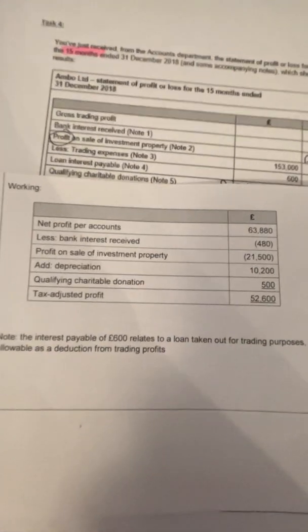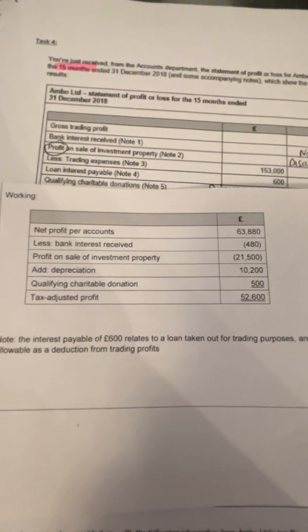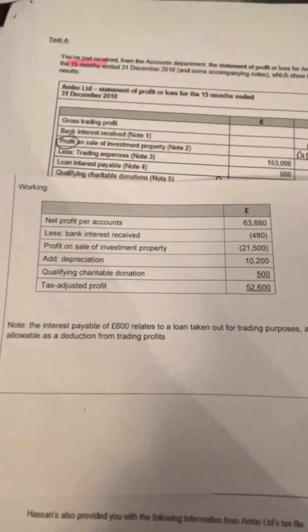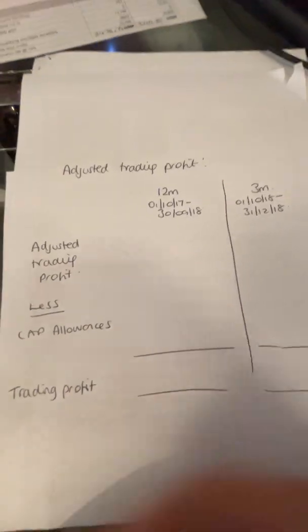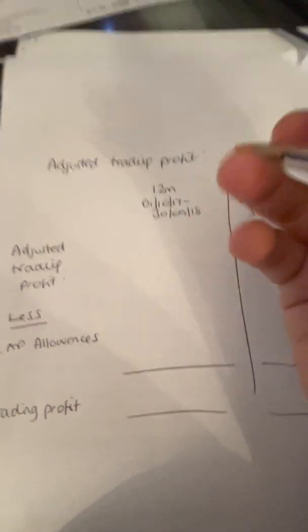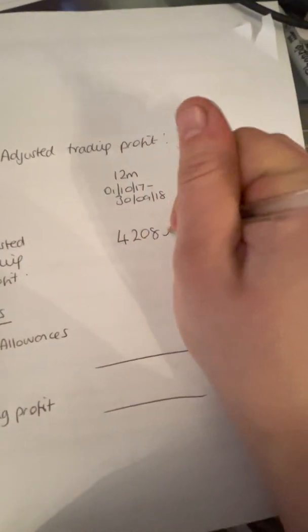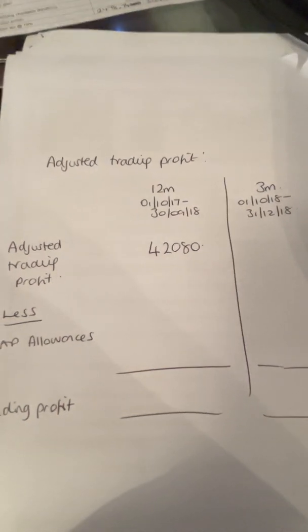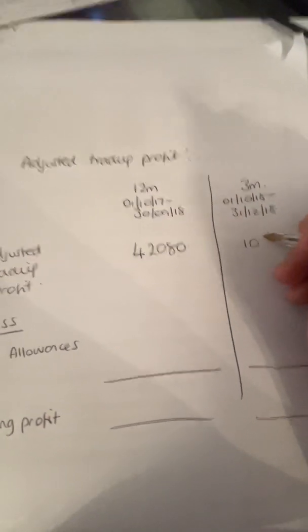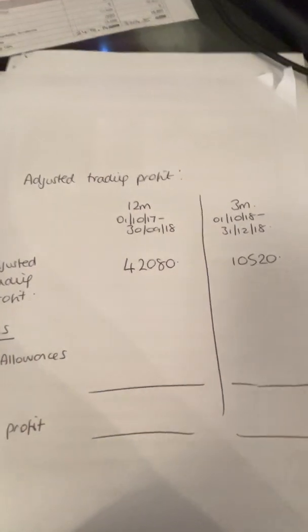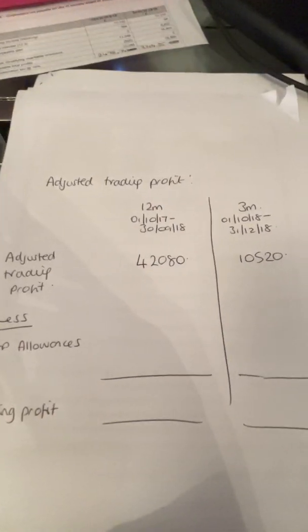Now, the next thing then is we need to split that over the 15 months. So if I go back to my little drawing that I did of how we get to the trading profit, we need to split that over the 15 months. So that would give me 42,080 in my 12-month period and 10,520 in my 3-month period.